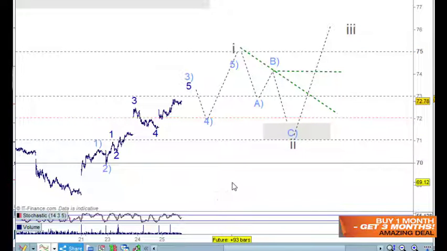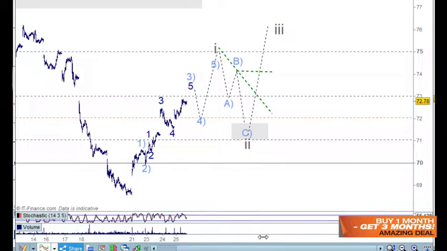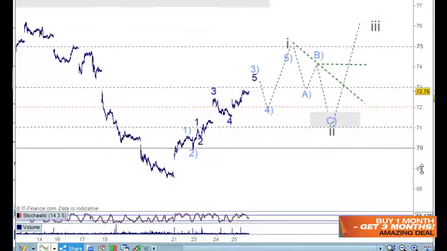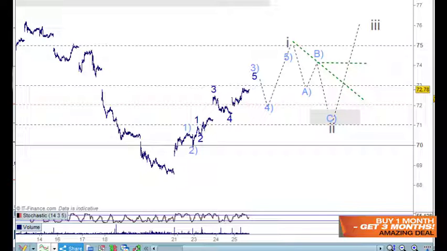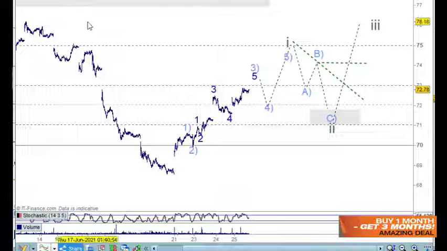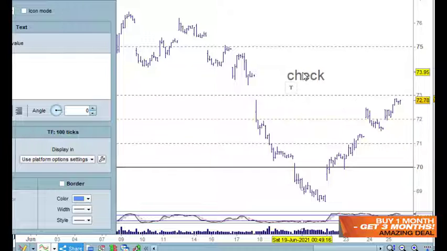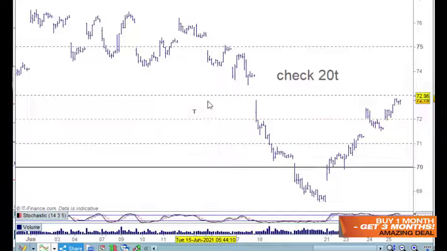But anyway, it may not play out, but at least we've got a plan now for this. It's looking a little bit better. So I'll go back to 100 ticks for a moment. I'll just leave that there to remind me that we've done some work on that.